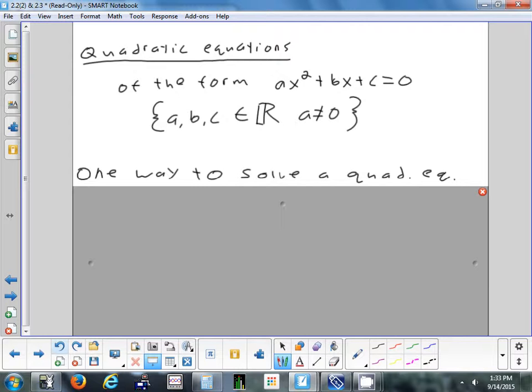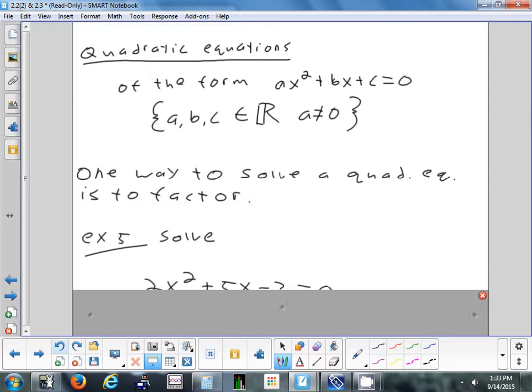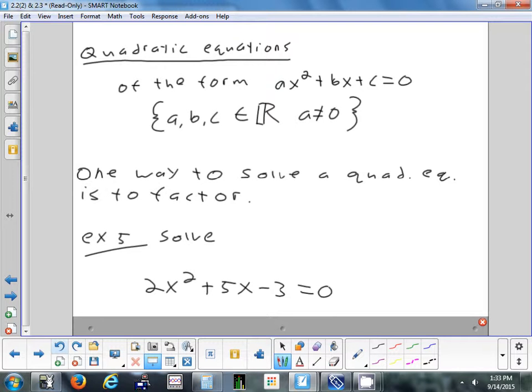Okay. One way to solve a quadratic equation is to factor. Factoring works great if you have the right numbers. It can be kind of a pain, especially in Algebra 1, if it says factor this problem if possible. Then you don't even know if you can factor it. But I will tell you this one is factorable.